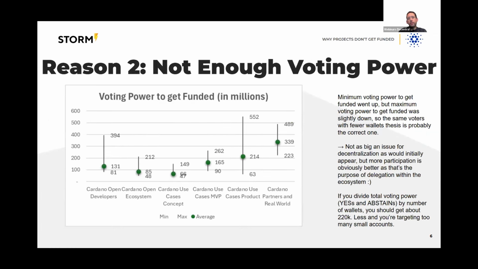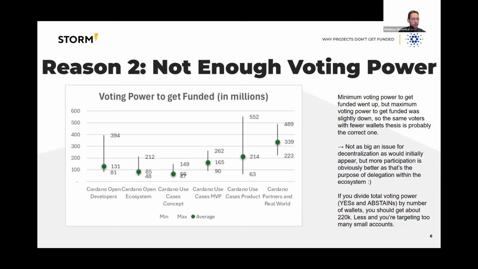Reason number two that proposals did not get funded was that they didn't have enough voting power behind them. And so, again, looking at the categories, we can see that in the open ecosystem and use cases concept category, the minimum amount of voting power is about the same, right? 48 million or 47 million. So there, we were mostly the same.